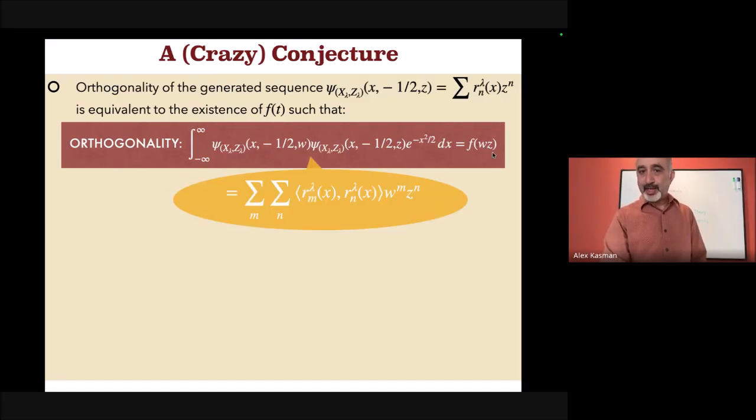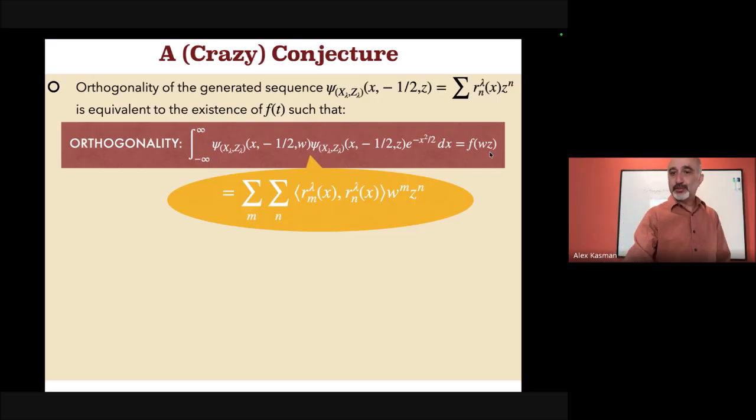I think I can explain why. If you expand out both of the generating functions this way and then distribute the inner product, you'll see that the coefficient on this right side here, the coefficient of w to the m, z to the n, will be just the inner product of R_m, R_n. And what does it mean if they're orthogonal? If there's orthogonality, then when m and n are different, this coefficient is 0. So the only times you see w to the m, z to the n with a non-zero coefficient is when m equals n, which is why this turns out to just be a function of the product, wz.